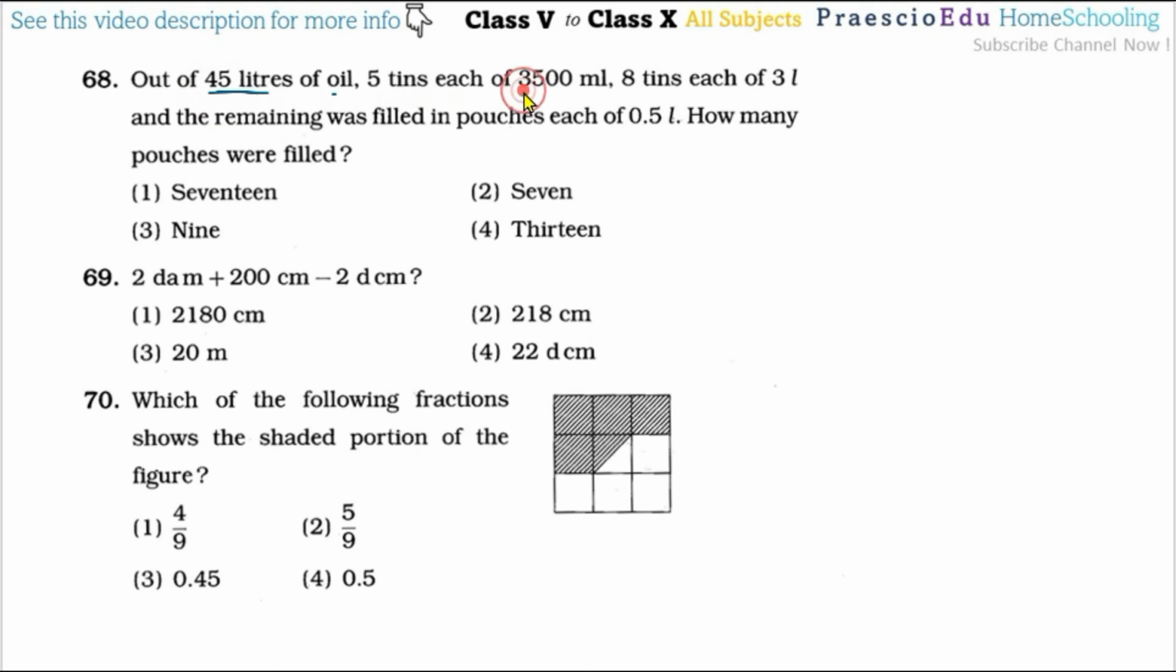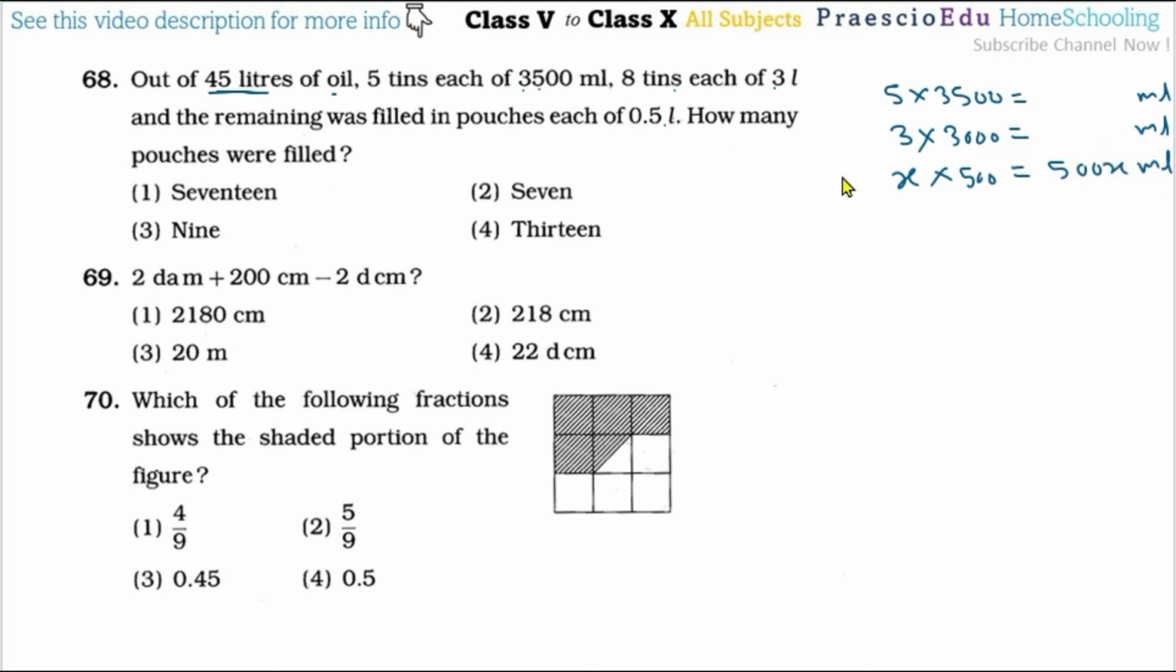Now question number 68: out of 45 liters of oil, out of means this is the total, 5 tins each of 3500 ml, so 5 multiplied by 3500 equals ml. 10 tins each of 3 liters, and 3 liters means 3000 ml, so 3 tins equals ml, and the remaining was filled in pouches of 0.5 liter each. 0.5 liter means 500 ml. How many pouches were filled is unknown, so we will consider it x, which equals 500x ml.